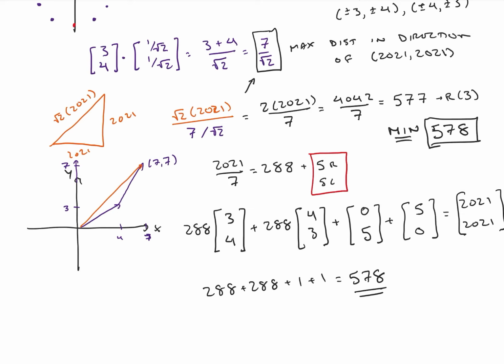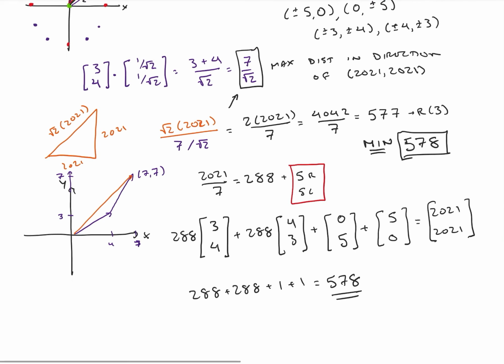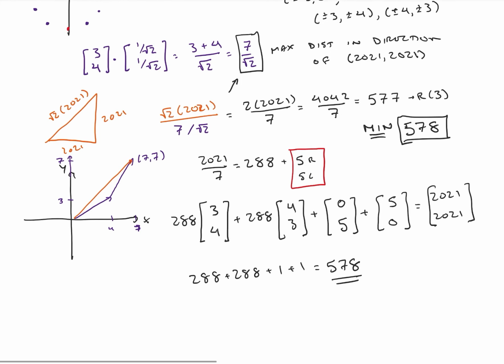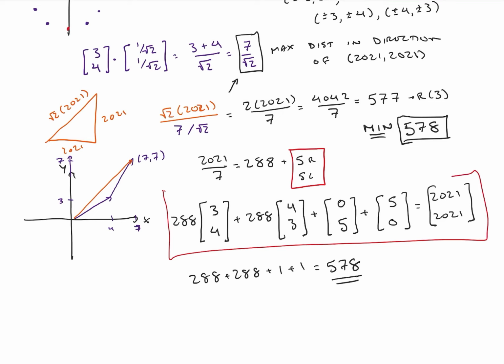So it looks like the fastest we can possibly get out here, the best possible way we can get from the origin out to that point 2021, is going to be to take 288 steps in the 3-4, 288 steps in the 4-3, and then 1 step in the 0, 5 direction, and 1 step in the 5, 0.